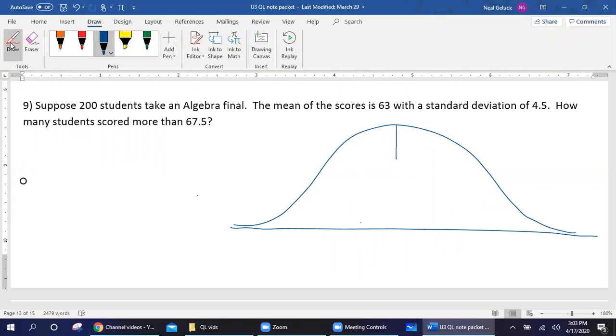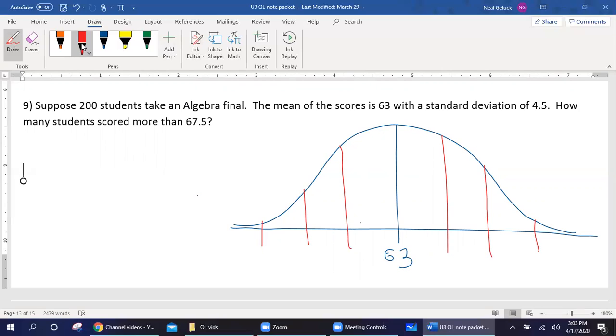All right, mean is what's dead center, 63. Again, draw 3 somewhat evenly spaced lines on each side. The standard deviation is 4.5. So again, what does that mean? That means I'm going to add 4.5, add 4.5, add 4.5. On the other side, subtract, subtract, subtract. So that's going to give you the following numbers. If I add 4.5, I get 67.5.